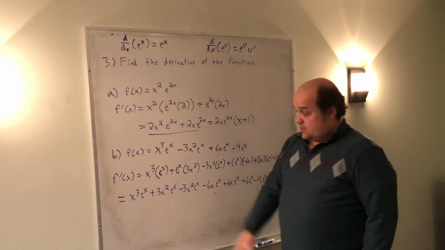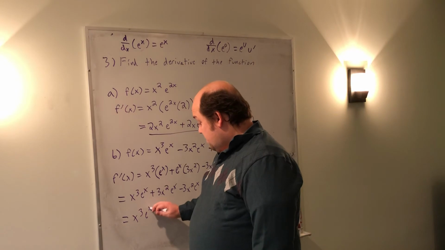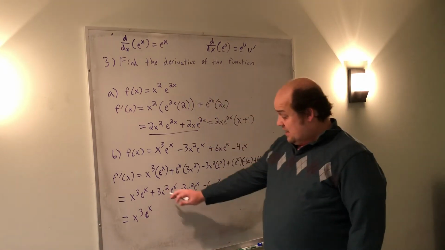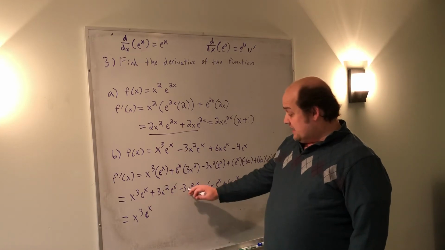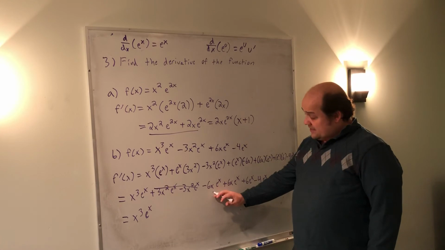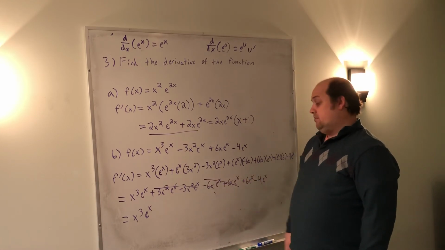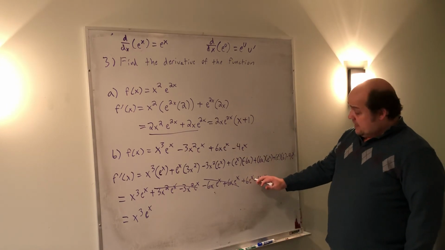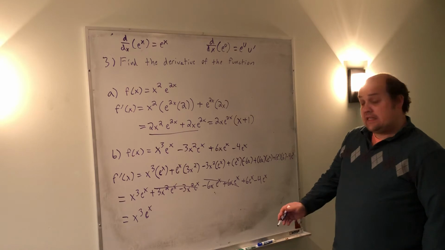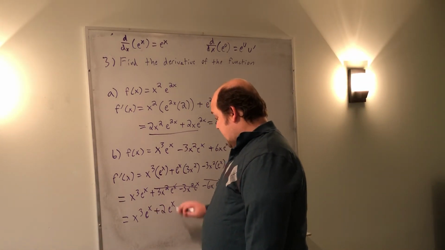This x cubed e to the x has nothing to combine with, so it stays. But by design in this problem, everything else really cancels. Here's a plus 3x squared e to the x. Here's a minus 3x squared e to the x. Here's a minus 6x e to the x. Here's a plus 6x e to the x. Finally, I have a plus 6 e to the x, minus 4 e to the x. 6 minus 4 leaves me with positive 2 e to the x.